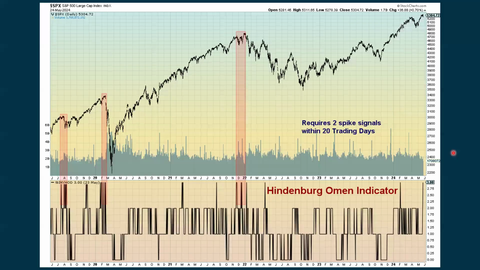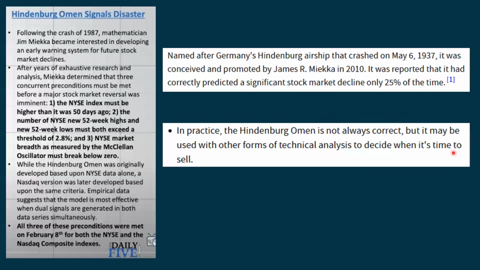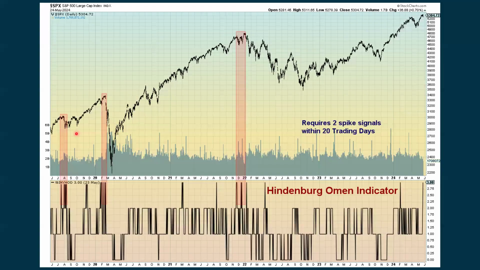So what we have right here, StockCharts.com has an indicator, because there are 3 parts. In fact, I'm going to go to the next slide. This is all the rigmarole for how to calculate the Hindenburg Omen. If you want to pause this and look at that, go for it. What StockCharts has done is they've taken all the criteria for a Hindenburg Omen and they've created an indicator from that. So we don't have to do all that number crunching ourselves.